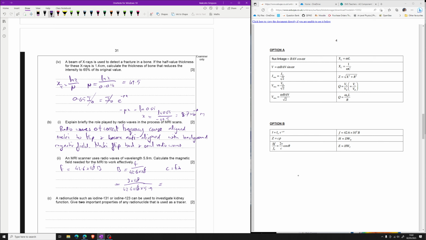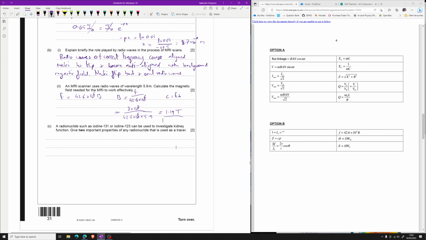And I've got 1.2 Tesla, 1.19 actually. And that is a strong magnetic field. There's no two ways about it, but it's not so far off the chart that it's making me suspicious. So I think I might have got that. Okay.